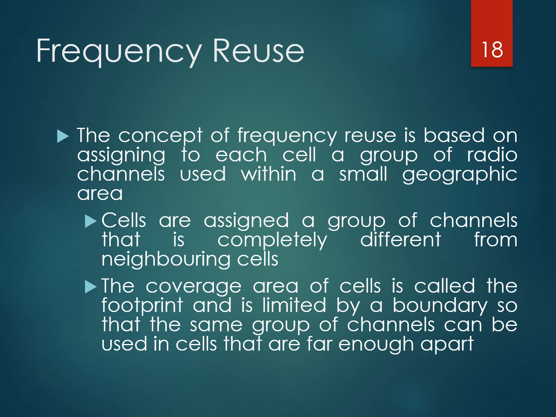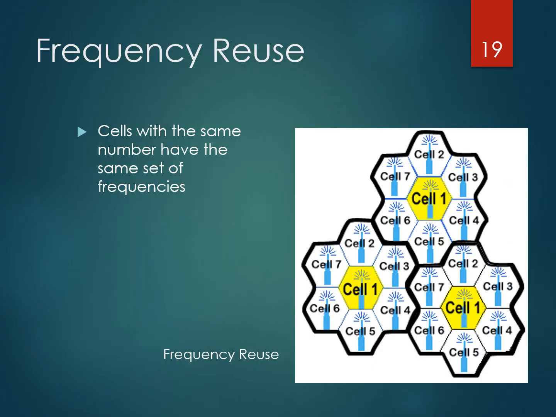Frequency reuse concept is based on assigning each cell a group of radio channels used within a small geographic area. So cells are assigned a group of channels that is completely different from neighboring cells. The neighboring cells cannot utilize the same set of frequencies. The coverage area of a cell is called the footprint, and it is limited by a boundary so that the same group of channels can be used in cells that are far enough apart. Let us see the concept. This is the frequency reuse concept.